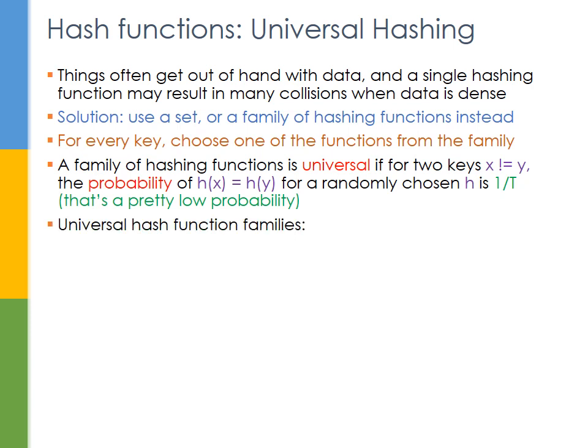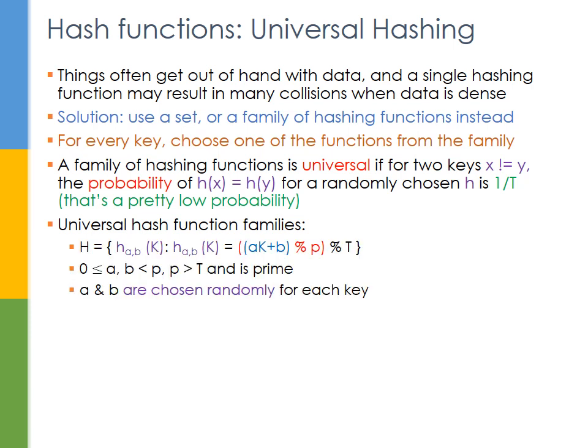So let's look at a couple of universal hash function families. Here is a very, very simple one. We do not want a single hash function h. We rather want to parameterize the hash function by two variables, a and b. So every single key will get a hash function parameterized by a and b, and the function itself is very simple. You take the key, you multiply it by a, you add b to it, then you apply the modulus operation with some large prime, and then you apply another modulus operation with the size of the table.